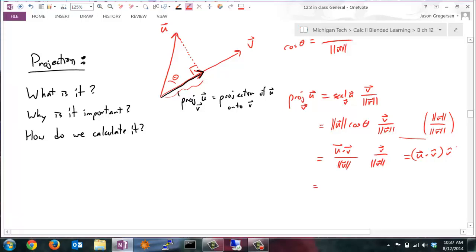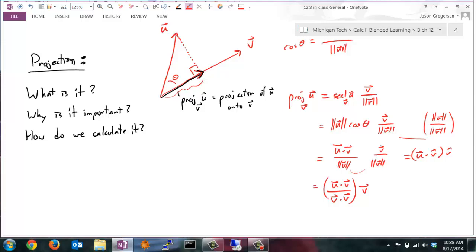The last version I'm going to point out here is if I multiply these two bottom magnitudes together, I would get magnitude of v squared. But magnitude of v squared is just equal to v dot v. So the last way I can write this is u dot v divided by v dot v times the vector v. And the nice thing is that this one is easy to calculate. Just two dot products, and I throw in the vector v. So this is probably the easiest one to calculate the projection with.